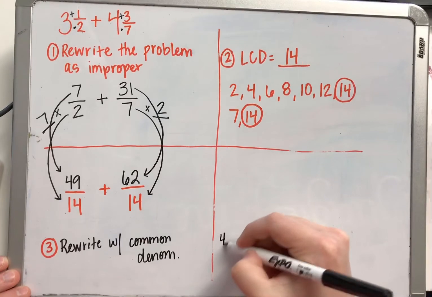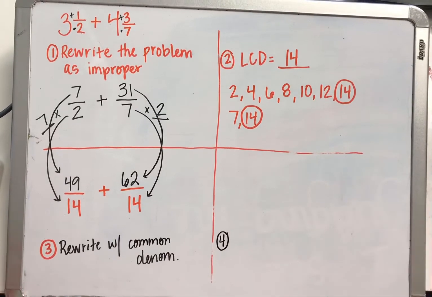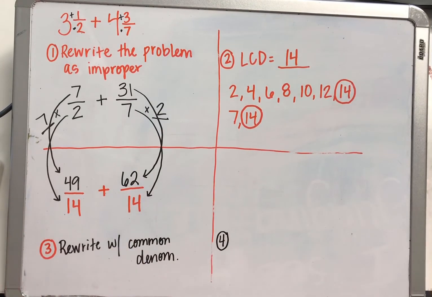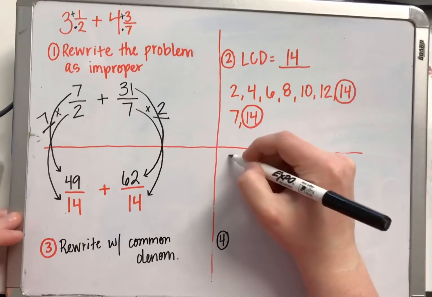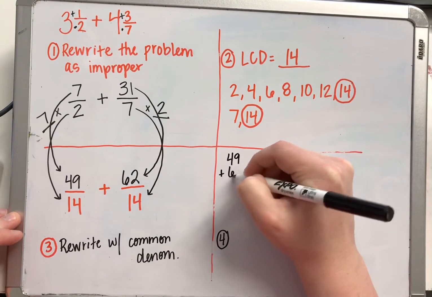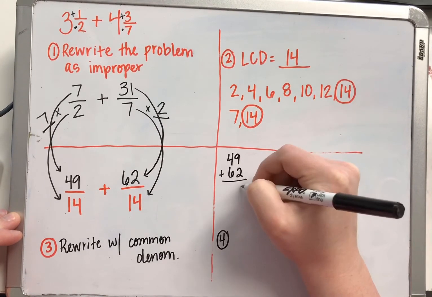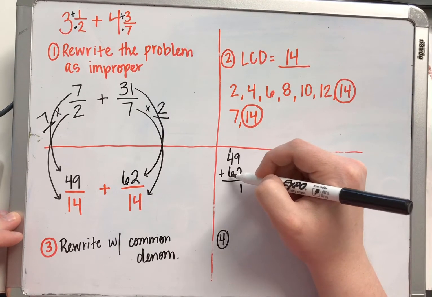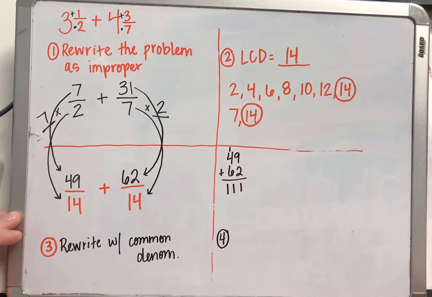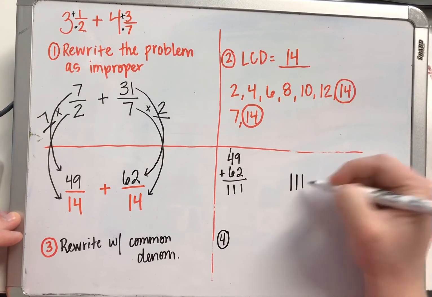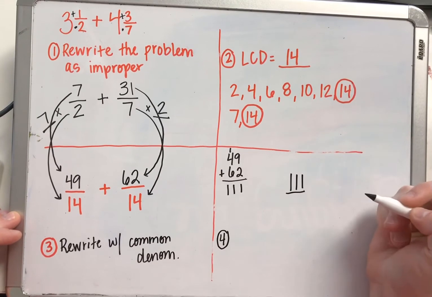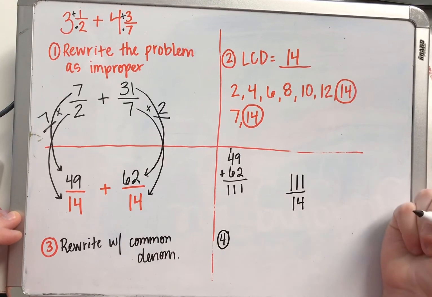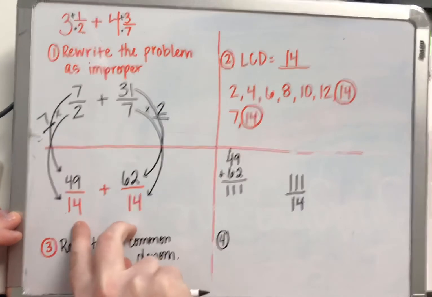Now in this fourth box, all you're doing is wrapping it up, okay? You're going to go ahead and solve. So since this is addition, I'm going to add my numerators. So 49 plus 62. 9 plus 2 gives me 11, so I carry that 1. 1 plus 4 is 5, plus 6 is 11. So I know my numerator is going to be 111. And then for my denominator, remember, if you add or subtract, that denominator stays the same. So it's going to be 14. Do not add your denominators.